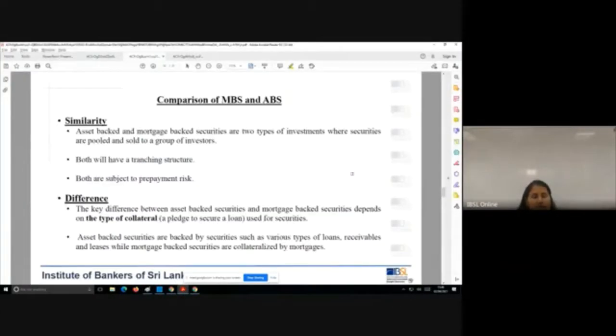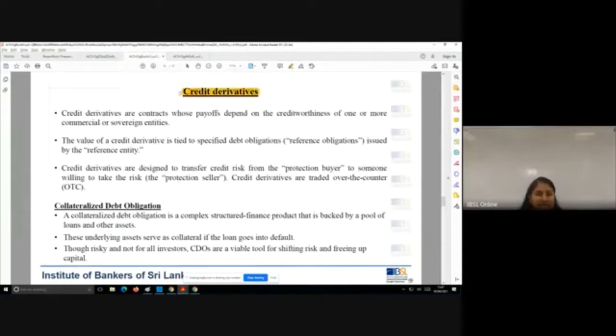So remember that. What is the similarity between MBS and ABS? Both of them are structured finance products, or both of them are the result of securitization. Other one is both of them could have tranching structure. The security could be sold in tranches, and both of them are subject to prepayment risk. The underlying loan could be prepaid. What is the main difference? The difference is the collateral, or the type of loan that is backing this instrument, is the main difference between MBS and ABS.